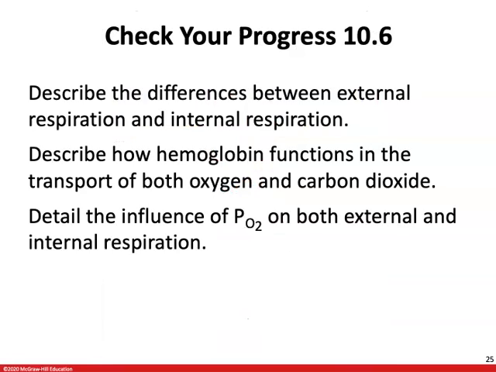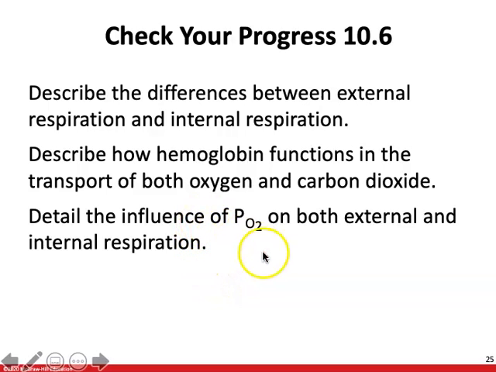So that's it for this section. It's pretty straightforward, but you should know the differences between external respiration and internal respiration, and how hemoglobin is going to carry oxygen and carbon dioxide in the bloodstream in order to transport those gases wherever they need to go. You can ignore this last one.